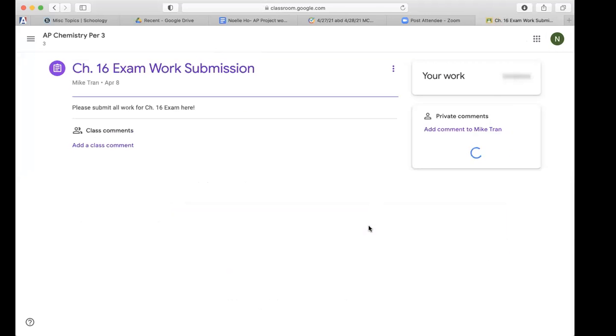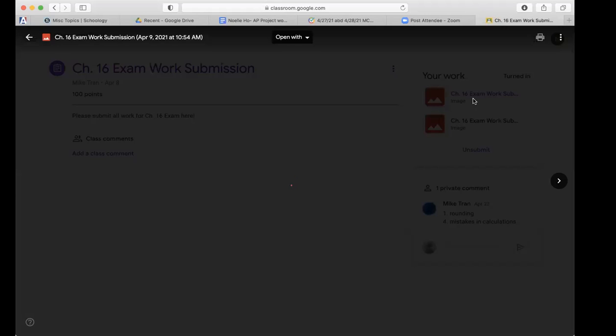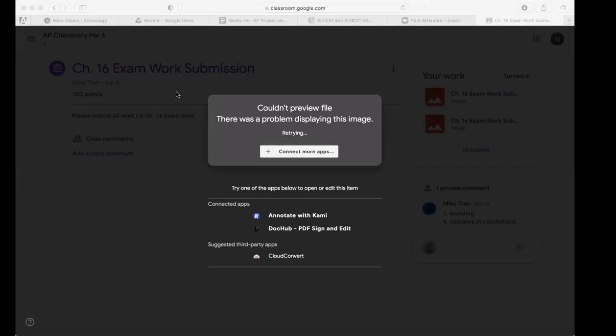I'll share my screen. So this test said rounding and mistakes in calculation. For actual, oh wait, shoot, I might have to go on Chrome. Okay, one second. I don't know why the files never open in Safari. Do you have Chrome or something? Yeah, signing in. Okay. You could try one of those connected apps down there. I'll share the Chrome. Okay.